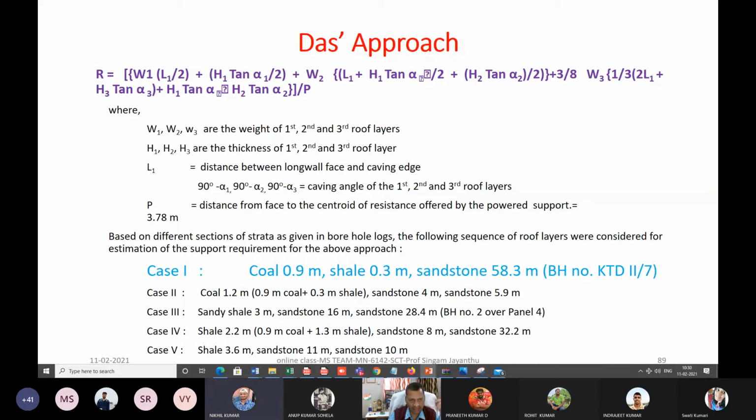So we are going to discuss some cases. Case 1 is coal 0.9 meters, shale 0.3 meters, sandstone 58.3 meters. Case 2 is coal 1.2 meters, in which 0.9 meter is coal and 0.3 meter is shale, sandstone 4 meters, and sandstone again 5.9 meters. Similarly, there may be different cases which can be considered depending on the layers.